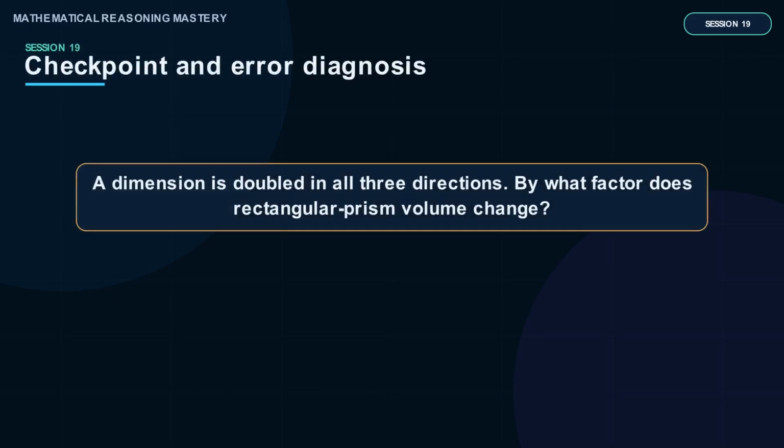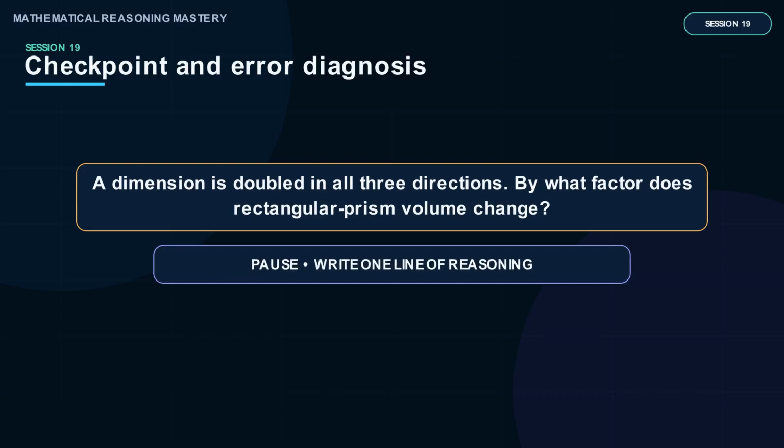Try this checkpoint without copying the example. A dimension is doubled in all three directions. By what factor does rectangular prism volume change? Decide which mathematical fact controls the answer. Pause and write one line of reasoning before committing. A visible decision is easier to inspect, explain, and correct than an unsupported guess.